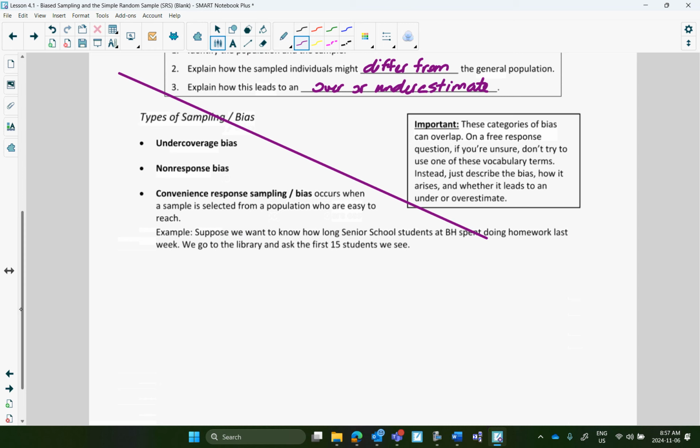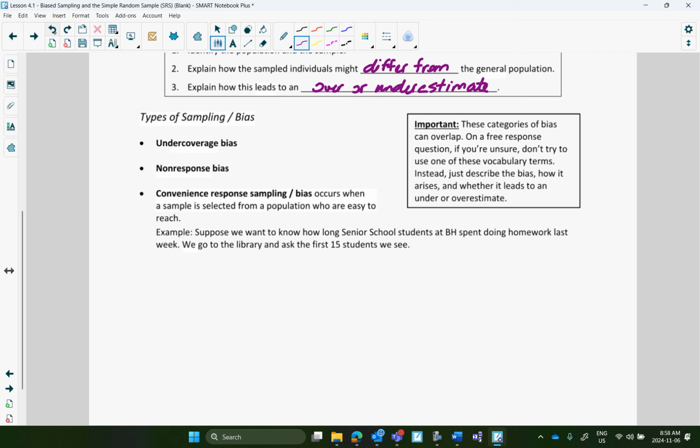So other types. We talked about undercoverage, we talked about non-response. This next one is a type of sampling and it's a type of bias. It's called convenience. Convenience sampling is when you select a sample that's easy to get to. And convenience bias leads to an overestimate or underestimate because you didn't reach a representative sample.